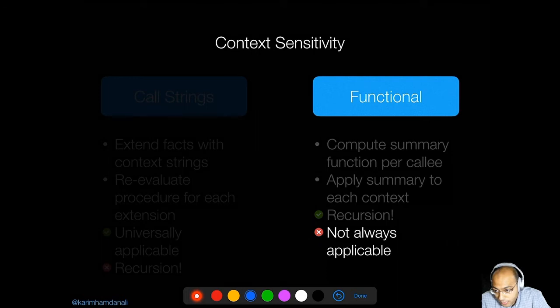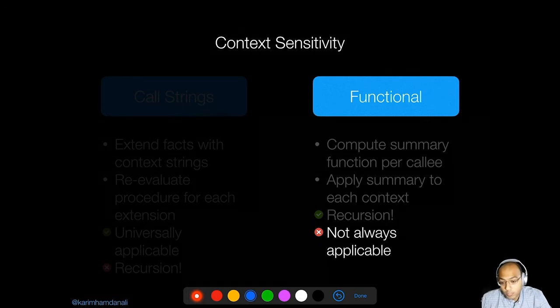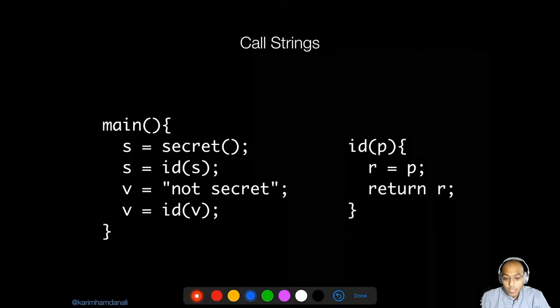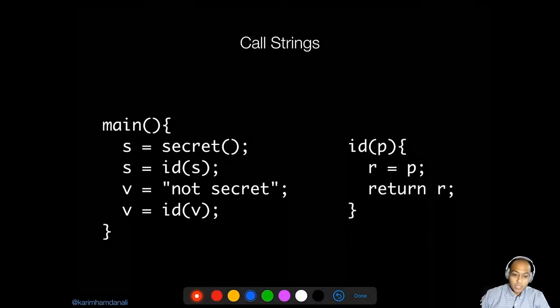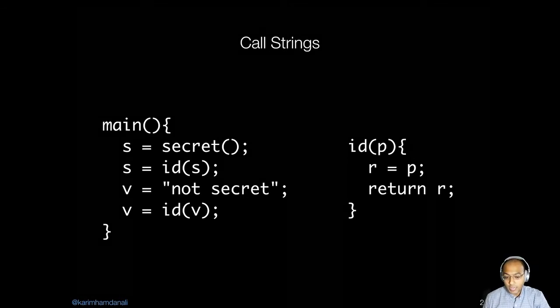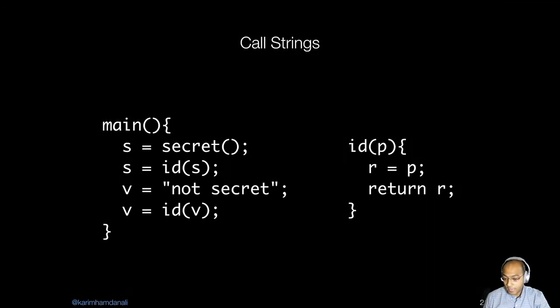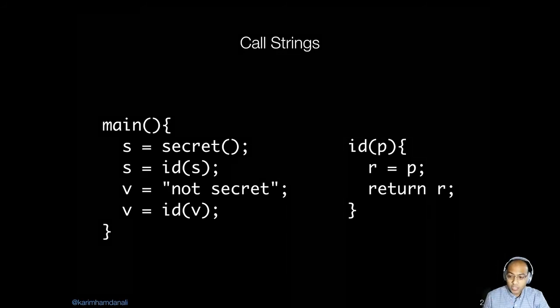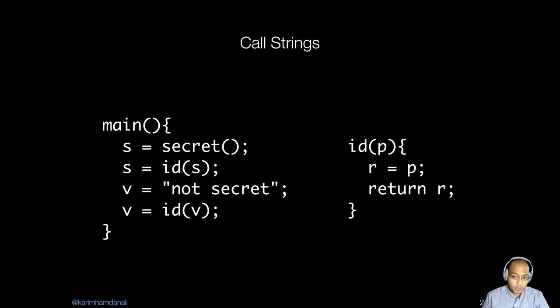So let's discuss the first approach, the call strings approach. How do you do that? How do we create these call strings? Here in our example we have a main method. The main method generates a secret, calls ID, then has a not so secret value, and calls ID again. The function ID is just returning the parameter that is passed along. So it is basically an identity function. It doesn't do anything really interesting.